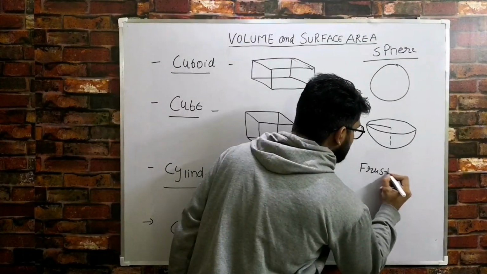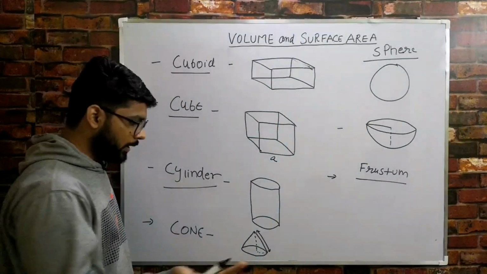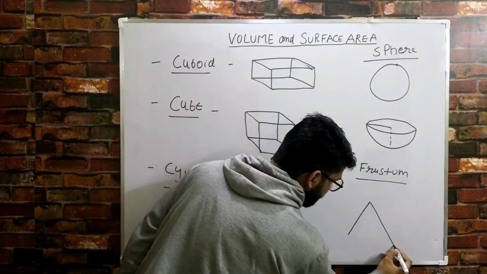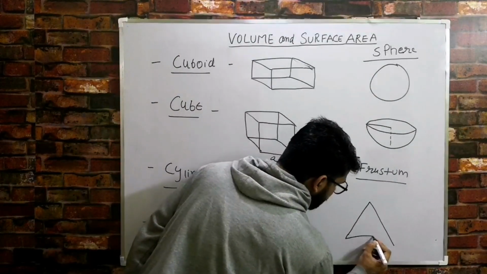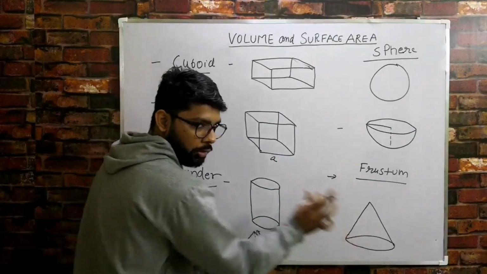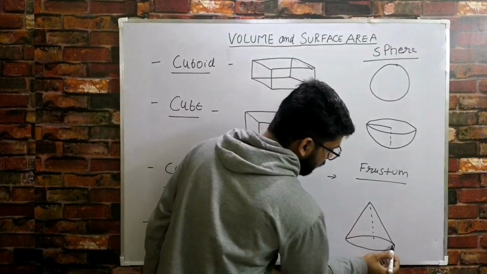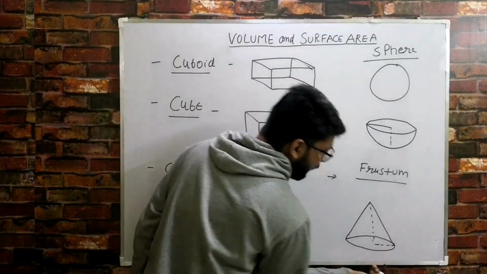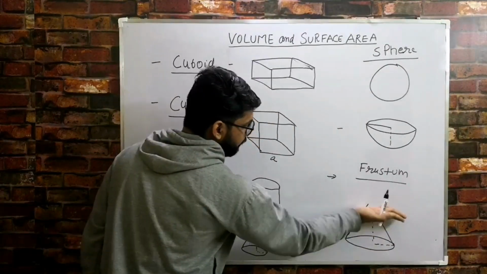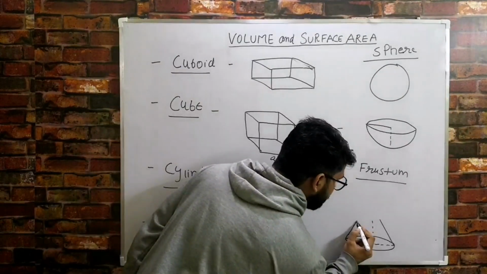Frustum. Then we will discuss the frustum, the volume and area of the frustum. First of all, we will discuss what the frustum is. This is a cone, the same cone we discussed. But if I cut this cone from the upper side, like if I cut this cone from here, then we will be left with this figure only.